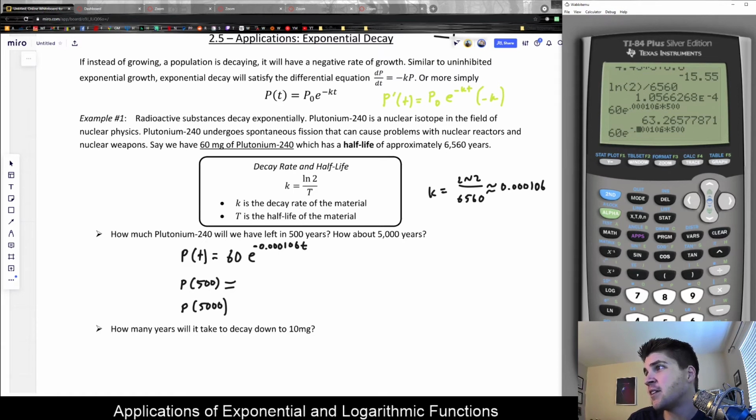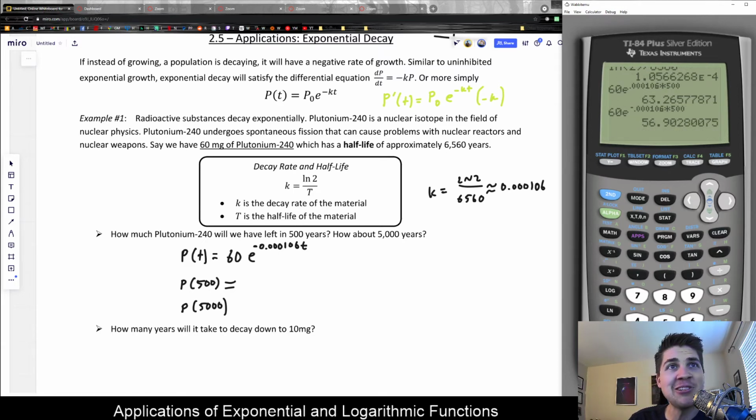But I can quickly tell that that's not right because it was getting bigger. It should not be getting bigger. It should be getting smaller over time. And it will have approximately 56.9 milligrams. Again, we'll have the same units as we were dealing with to begin with after 500 years.